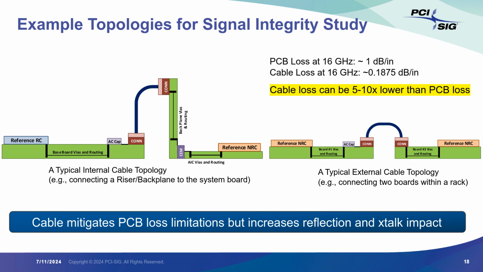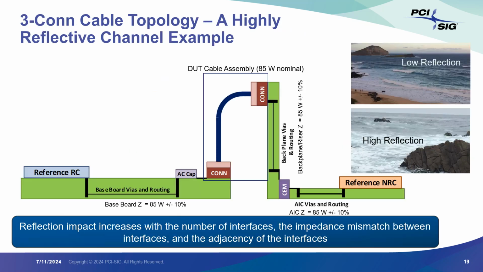And there could be a long cable between those two boxes. Cable loss, depending on the cable AWG gauge, could be 5 to 10x lower than PCB loss. So it gives us a lot of flexibility that way. But we need to remember it mitigates the PCB loss limitations, but increases reflection and crosstalk due to multiple interfaces, and that must be controlled to a level that we fully leverage the benefit of the lower loss. So this 3-connector cable topology is a highly reflective channel example.